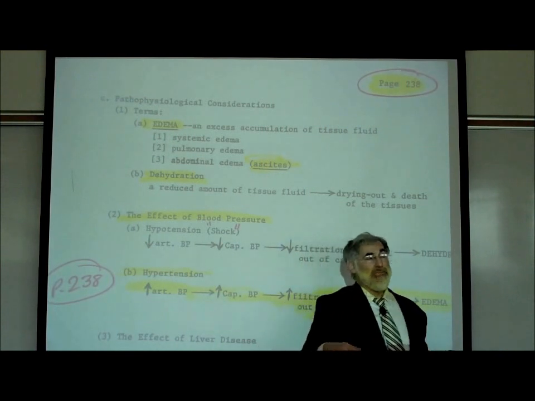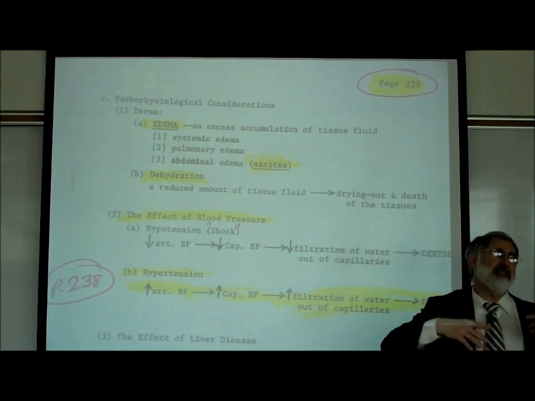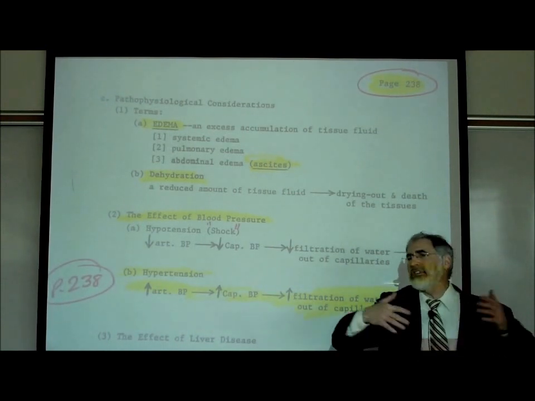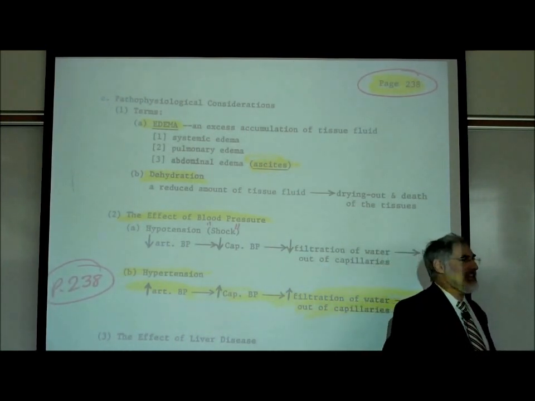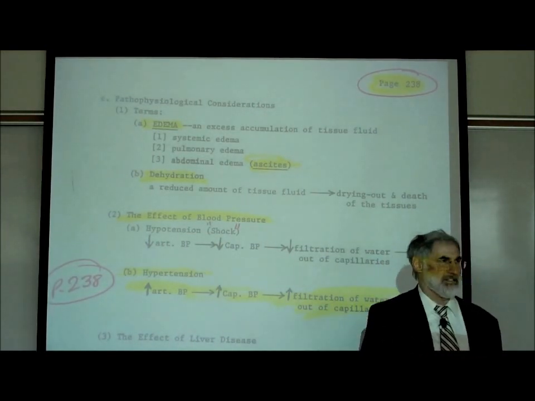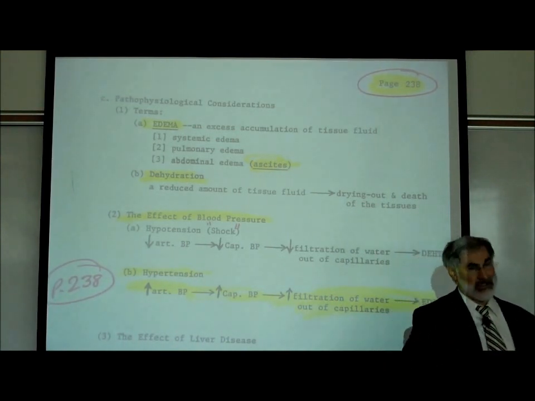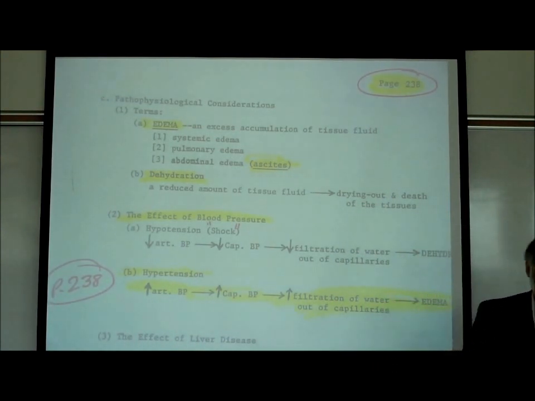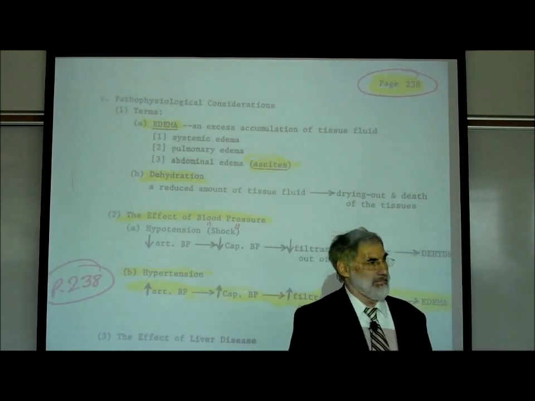Now, if this tissue fluid is accumulating everywhere in the body, in all the systems of the body, in the digestive system and the respiratory system and the urinary system and the muscular system, it's called systemic edema. Systemic, it's everywhere, it's in all the systems. But sometimes we don't see edema everywhere.